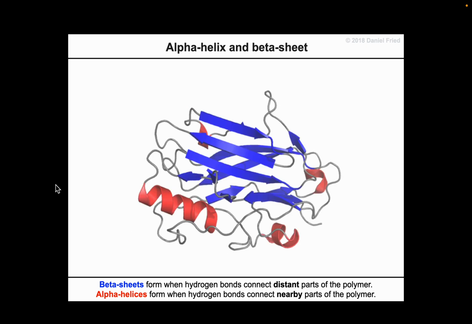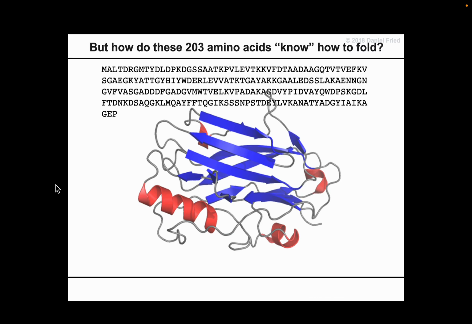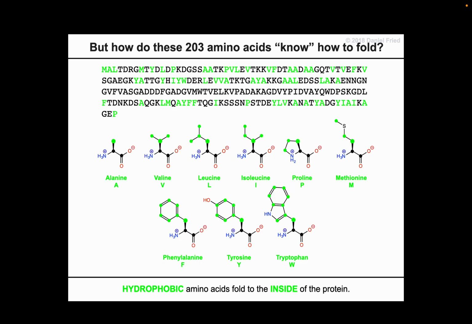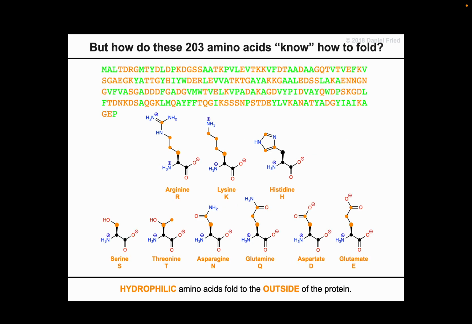So here are all the beta sheets and alpha helices. But how do these 203 amino acids know how to fold? Hydrophobic amino acids fold to the inside of the protein because the outside is water, obviously. Hydrophilic amino acids fold to the outside of the protein because they like to hydrogen bond with the surrounding water.